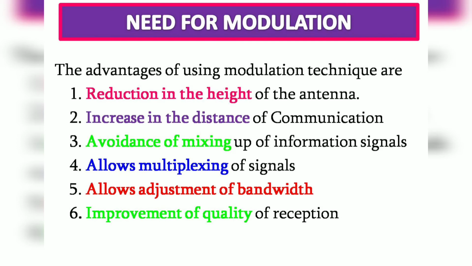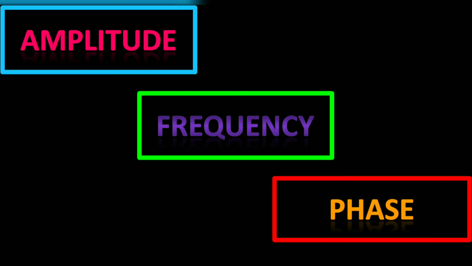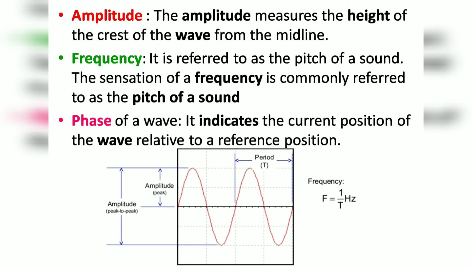The advantages of using modulation technique are: you can reduce the height of the antenna, increase the distance of communication, avoid mixing up of information signals, it allows multiplexing of signals and adjustment of bandwidth, and it even improves the quality of reception. In the process of modulation, the parameters of the carrier signal like amplitude, frequency and phase are changed in accordance with the values of the modulating signal.